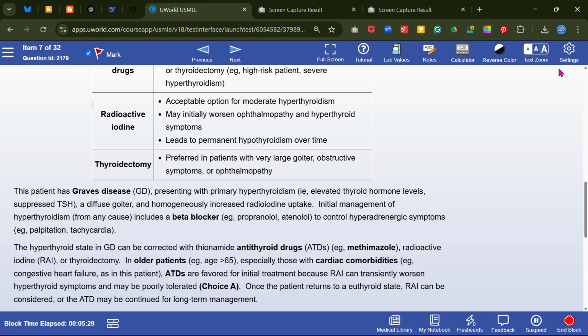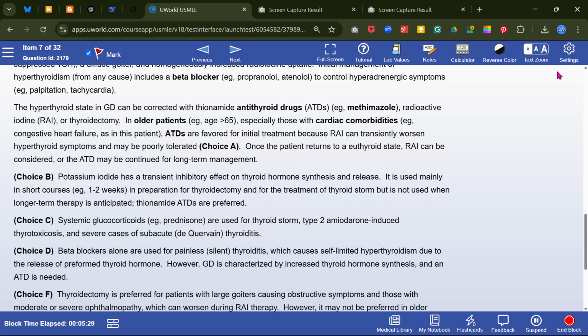In older patients aged more than 65, especially those with cardiac comorbidities, congestive heart failure, as in this patient, antithyroid drugs are favored for initial treatment because radioiodine can transiently worsen hyperthyroid symptoms and may be poorly tolerated. Once the patient returns to euthyroid state, radioiodine can be considered, or the antithyroid drug may be continued for long-term management. Okay.